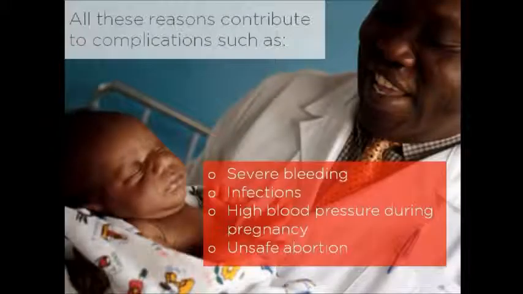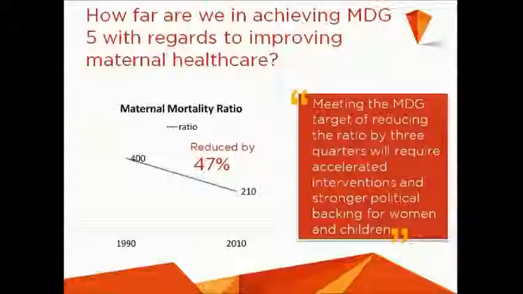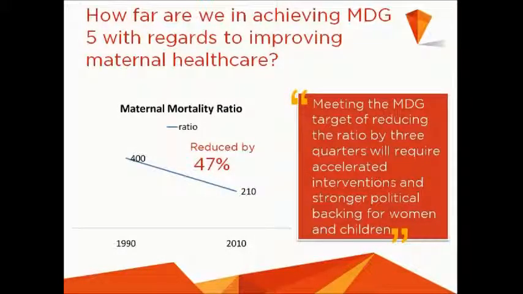All the reasons we just talked about contribute to complications such as severe bleeding, especially after childbirth, and infections, which usually happen after childbirth because the mother is exposed to unhygienic conditions in the recovery period when she's more susceptible. Also, high blood pressure during pregnancy and unsafe abortions. Let us remind ourselves of the target to reduce maternal mortality by three-quarters.